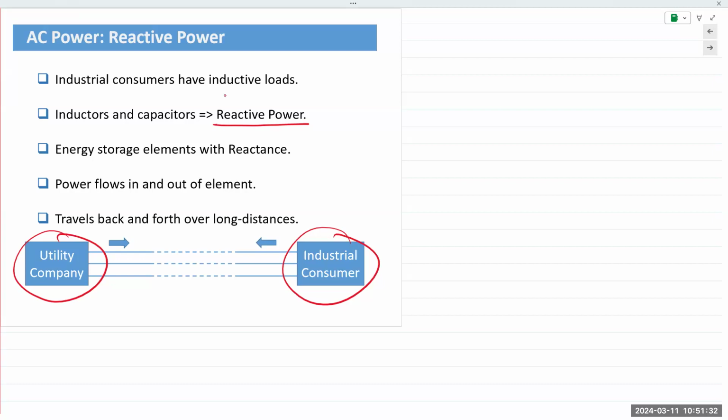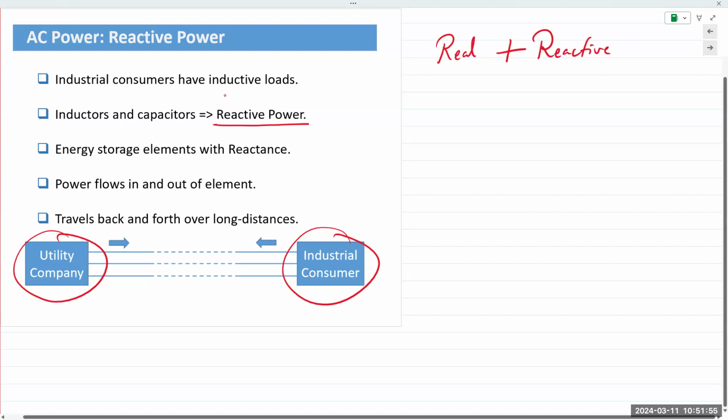Yet, again, it has a physical basis. So it is required for the machines to start up. So the utility company does have to send all of that reactive power. So industrial customers pay for the real power plus the reactive power.